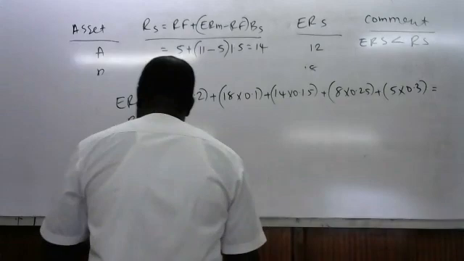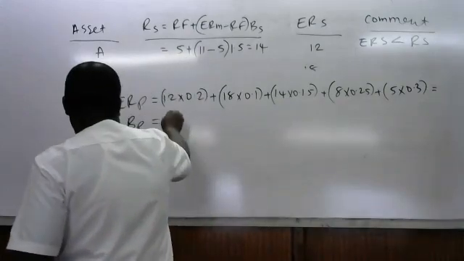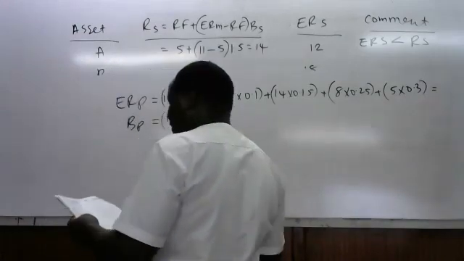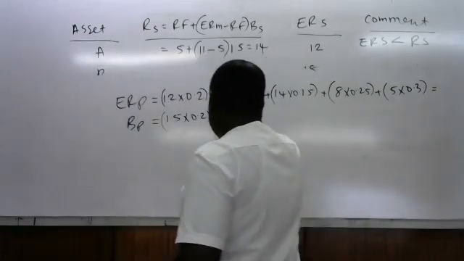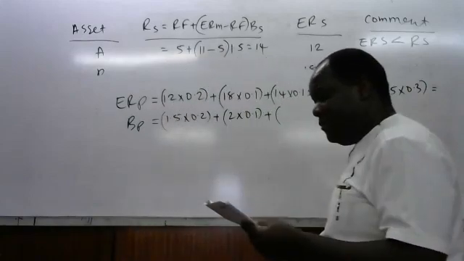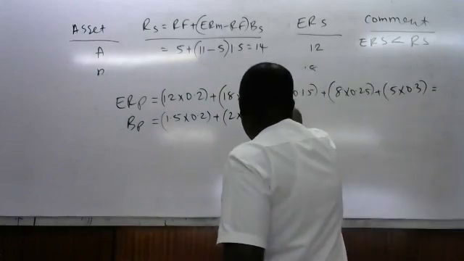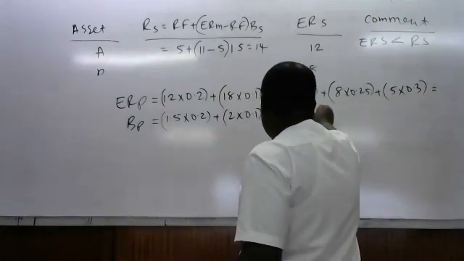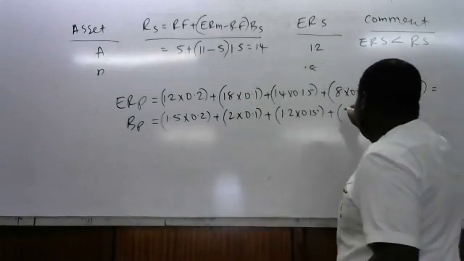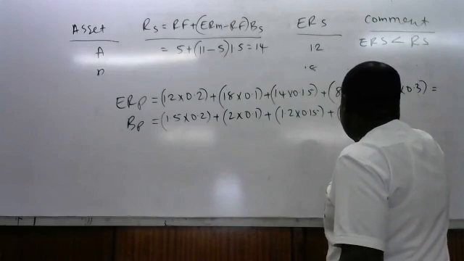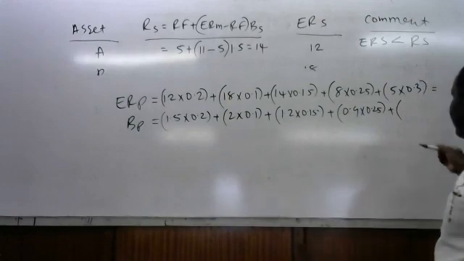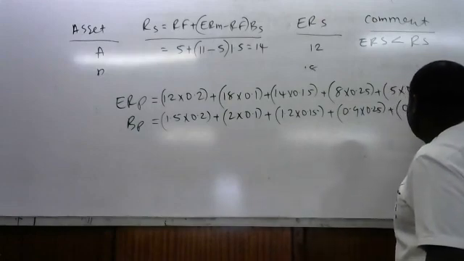Where you take the beta for A, which is 1.5, also multiply by 0.2. Then the next one is 2, also multiply by 0.1. The next one is 1.2, also multiply by 0.15. The next one is 0.9, also multiply by 0.25. The last one has a beta factor of 0, also multiply by 0.3.